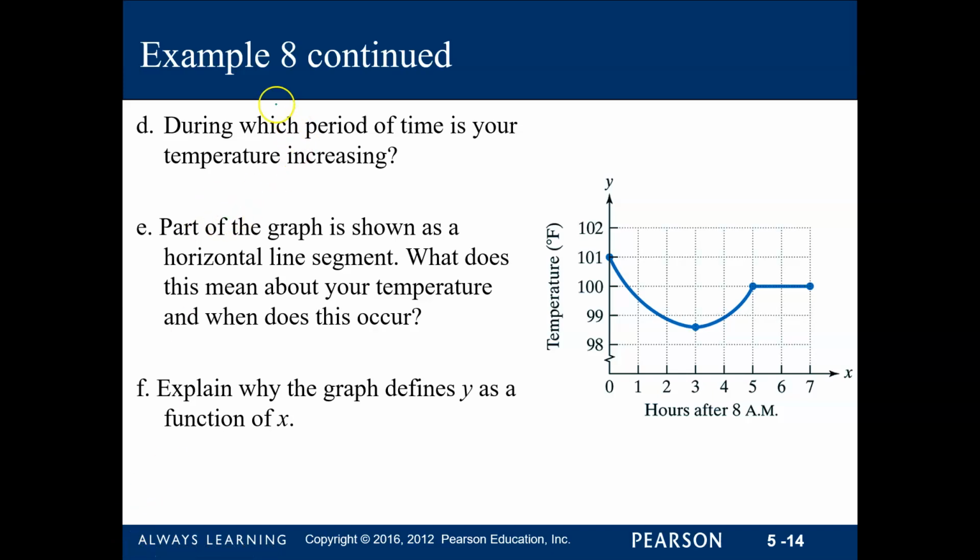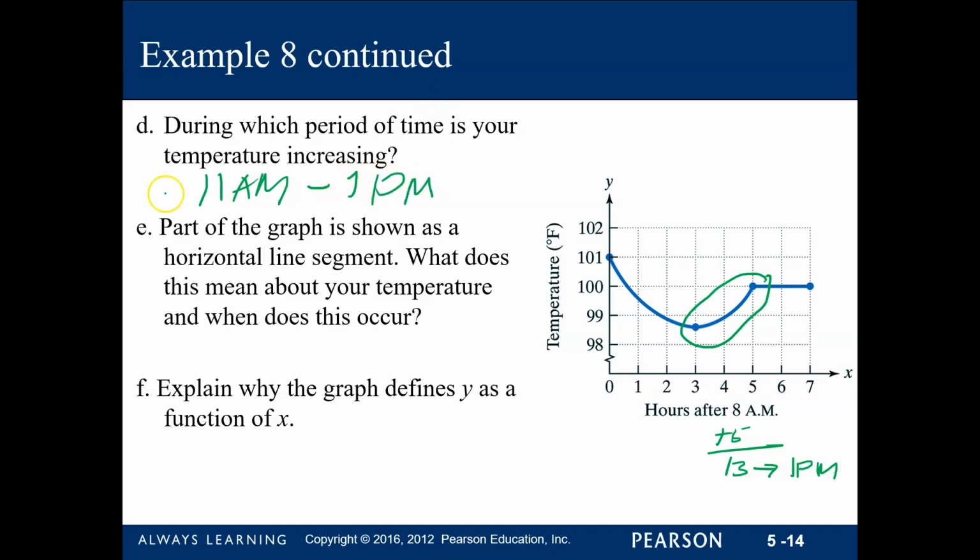So next part, during which period of time is the temperature increasing? So we can see from a low point going up, it is this particular area of the graph, and that is from 3 hours to 5 hours after 8 a.m. So if you add 5 to 8, that's going to be 13, and we have only 12 hours, so this is going to be equivalent to 1 p.m. So that is from 11 a.m. up to 1 p.m. That's when the increase is happening.